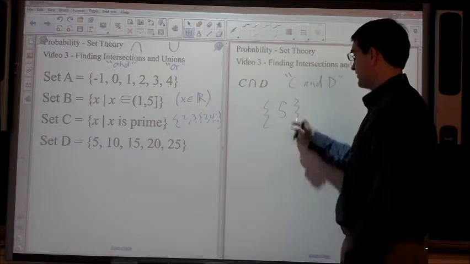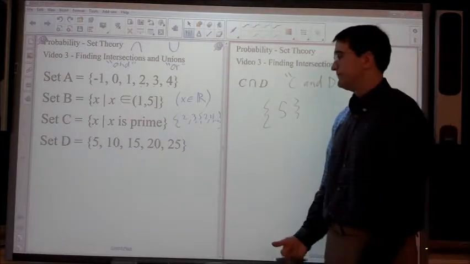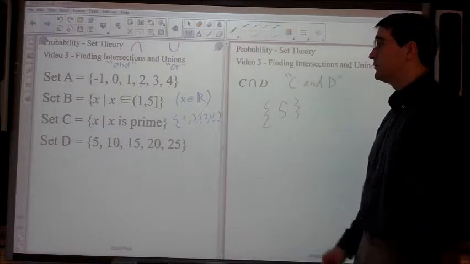You can have a set that only has one number in it. You can have a set that has no numbers in it. That's all fine. So it all works. It's all good. So we'll move on.